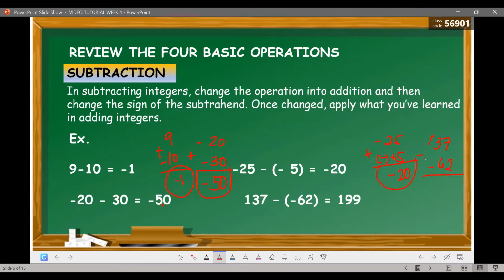Okay, so change the subtraction to addition and then change the sign of the subtrahend from negative to positive. So positive na yung 62 natin. So we're adding both positive integers. So we have to add them, just simply add them, then we have now the final answer. So that is 9, 9, and 1. So we have positive 199. Okay? So that's how easy it is in subtracting integers. Okay, next.